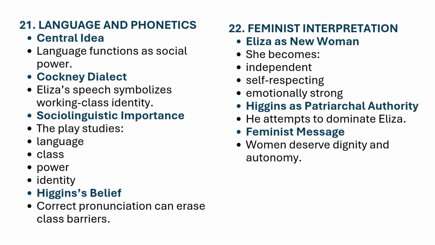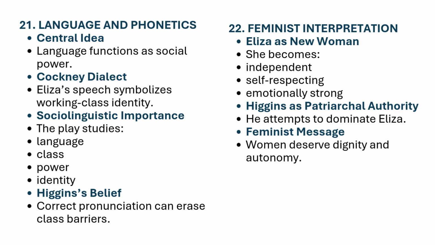However, Shaw also shows the limitations of Higgins' theory. Although language changes how society sees Eliza, it does not automatically solve her emotional and personal struggles. Identity is more complex than pronunciation alone. This brings us to the second major topic: the feminist interpretation of the play.